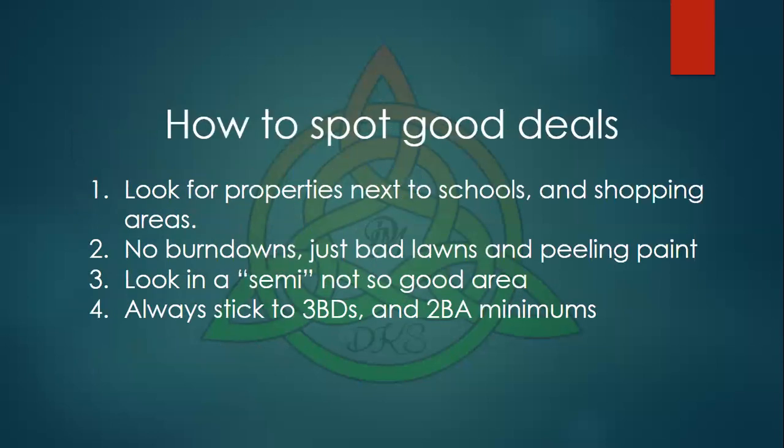How to spot good deals. First of all, look for properties next to schools and shopping areas. These are prime locations where you'll see a lot of people that sell homes that will go quickly. If you know your area very well and you're next to schools and shopping areas, those homes, usually within a 3, 4, 5, or 6 block radius of those areas, tend to sell very, very quickly.